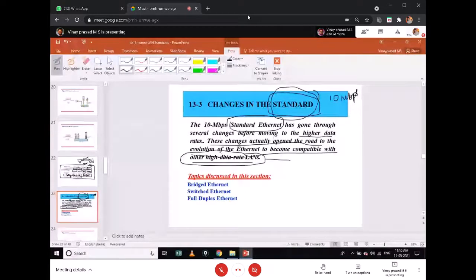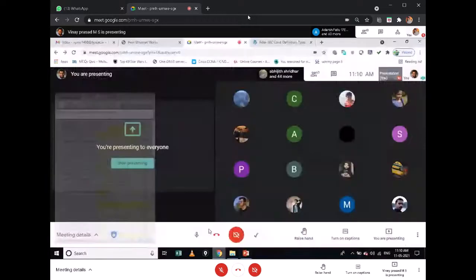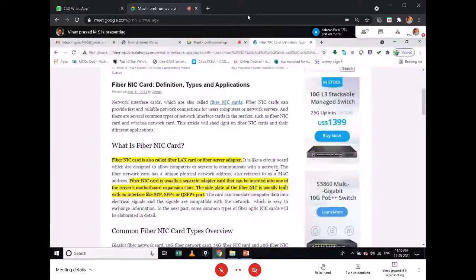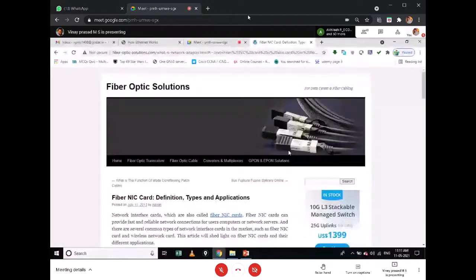So the changes we looked at with respect to the standard give us a chance to increase the data rate of this standard, and it can even collaborate with other higher data rate technologies. Here we were mainly discussing bridged networks, switched networks, and full duplex networks. Before I get into this part, I'll just show you something. This is what we would call a fiber optics interface NIC card.